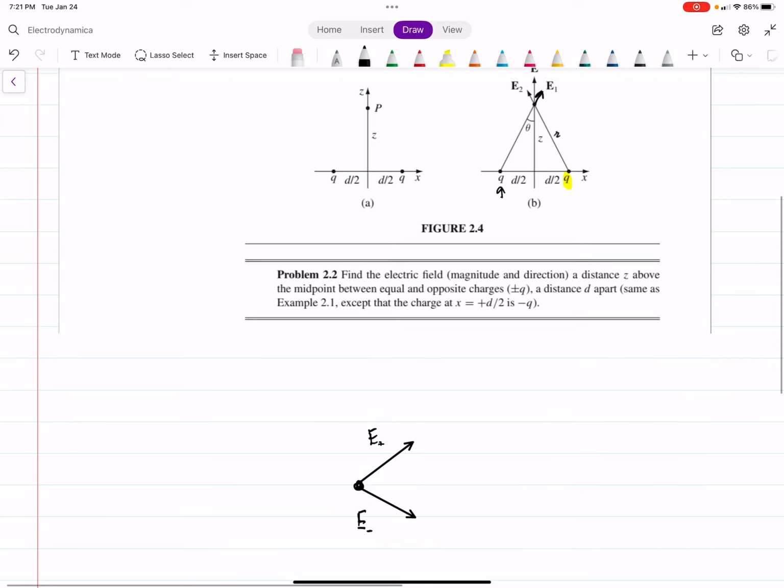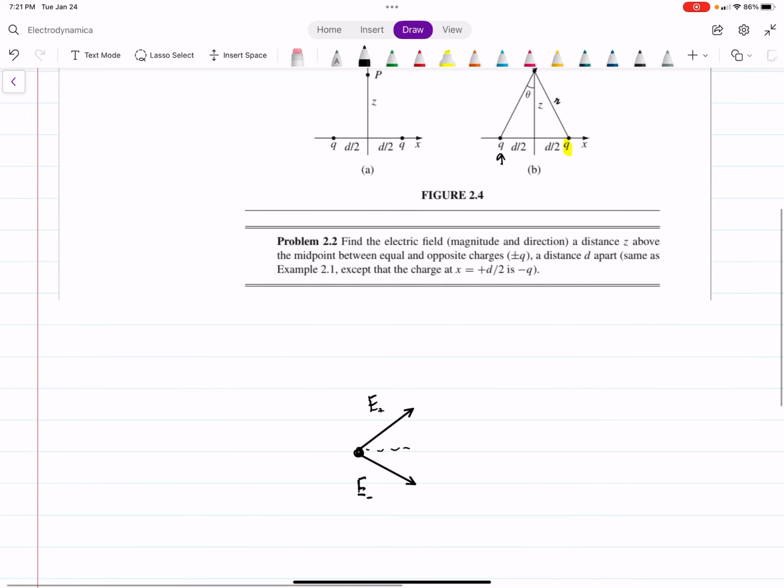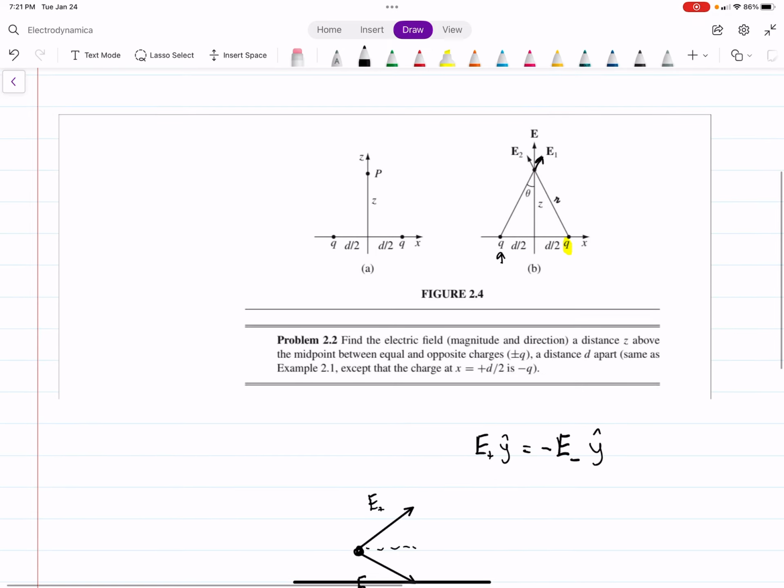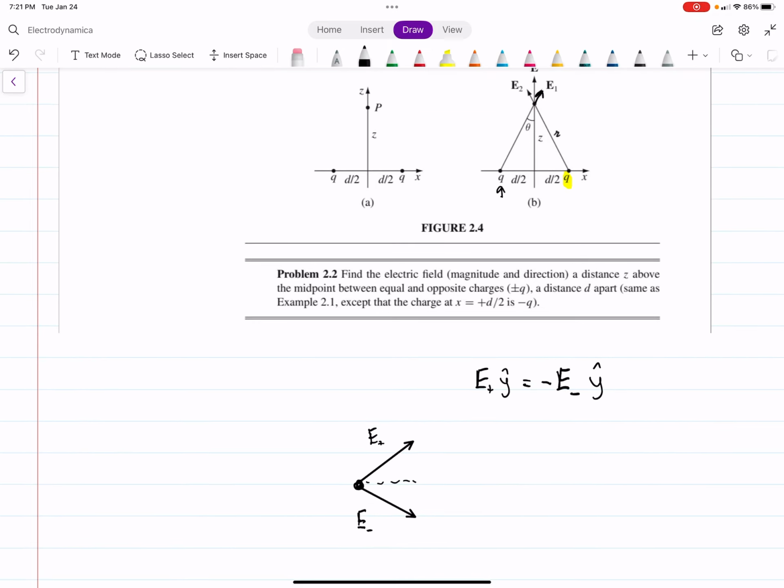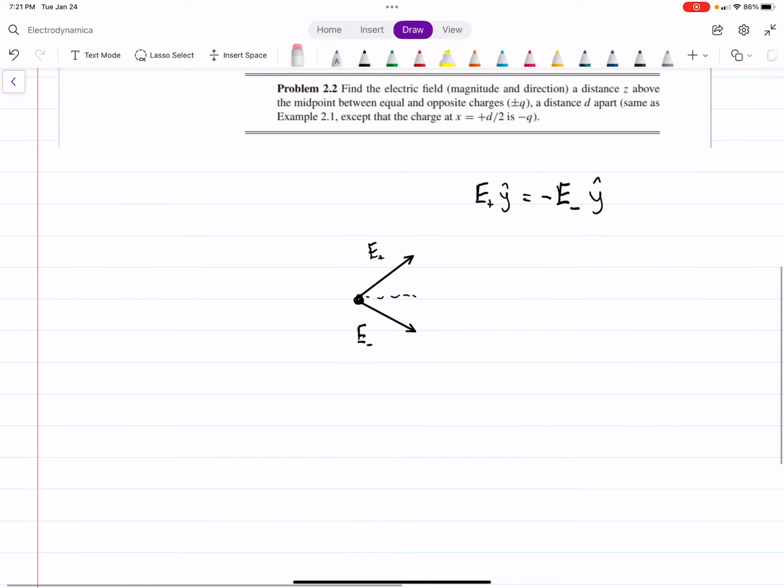And by symmetry, hopefully you can see that the y components of the electric field, so E plus in the y hat direction, is equal to negative E minus in the y hat direction, right? So the y component of your electric field cancels out. The only components we have are the x components, and they're both going to be in the positive x direction.